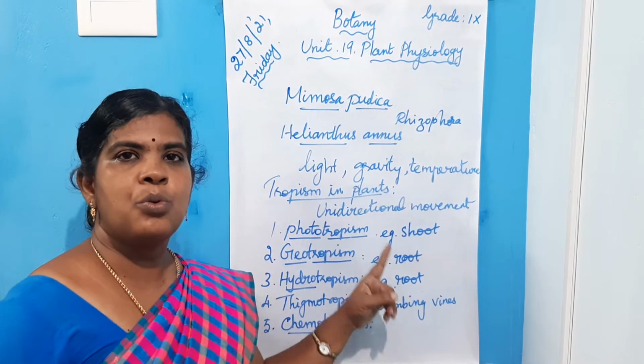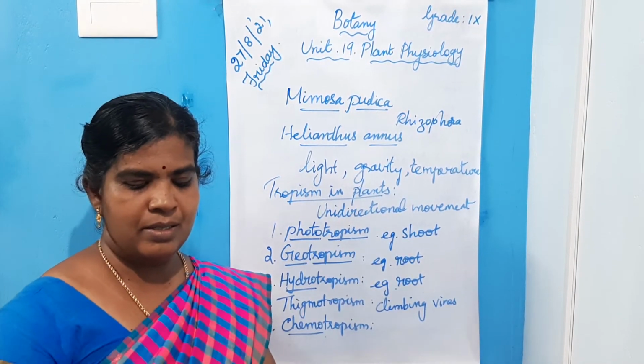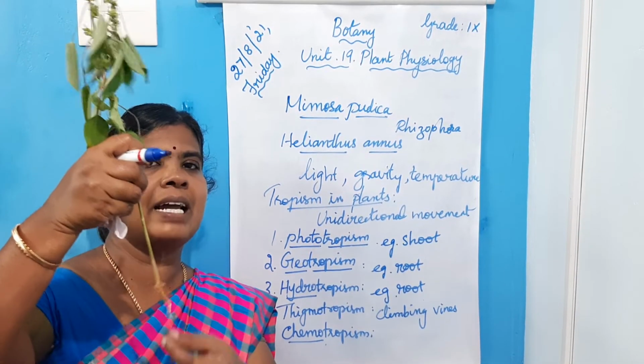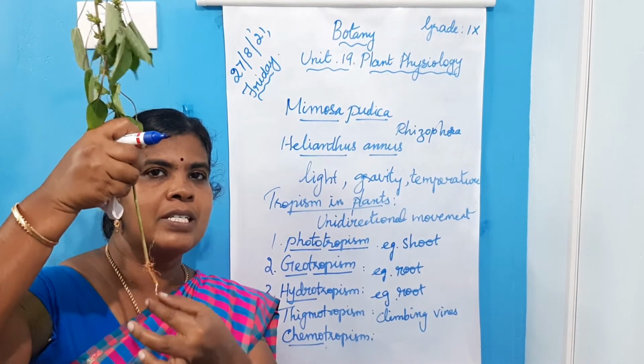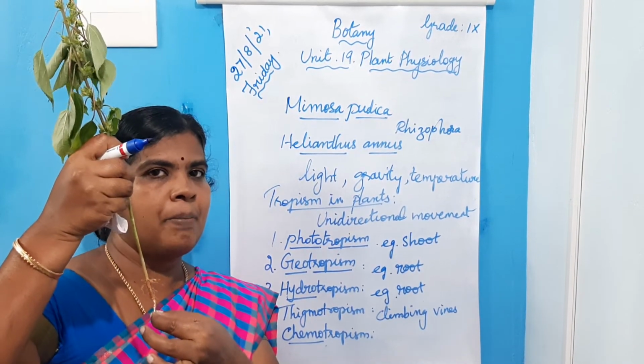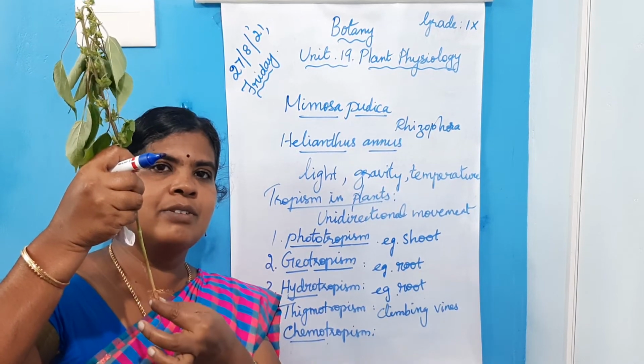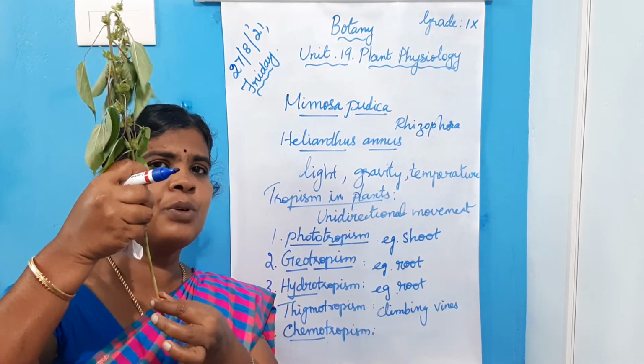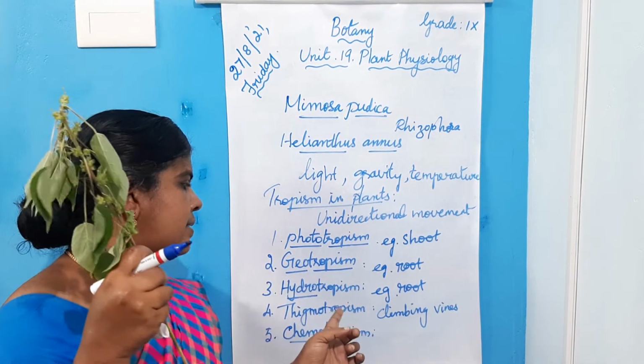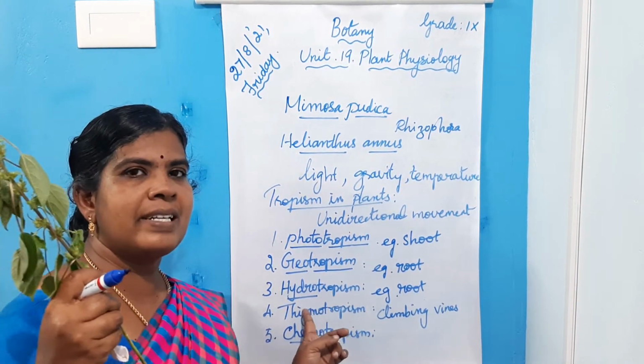Example, root. The root always grows towards gravity, so it is positively geotropic, and it grows against light, so it is negatively phototropic. Next, hydrotropism. What is hydro?